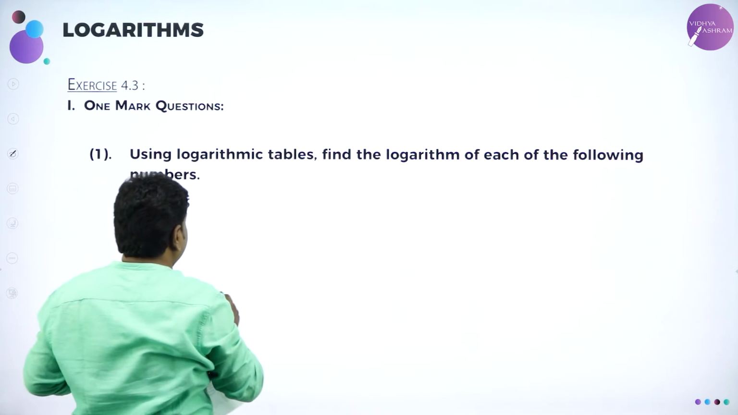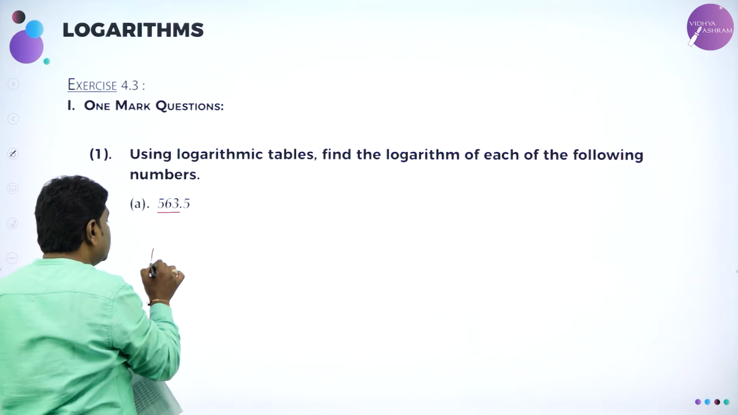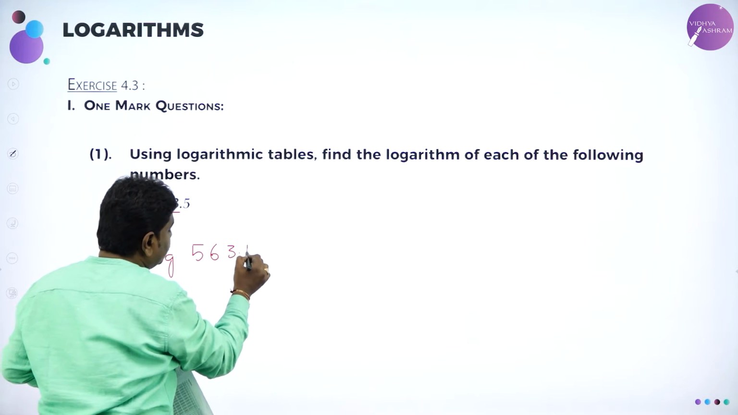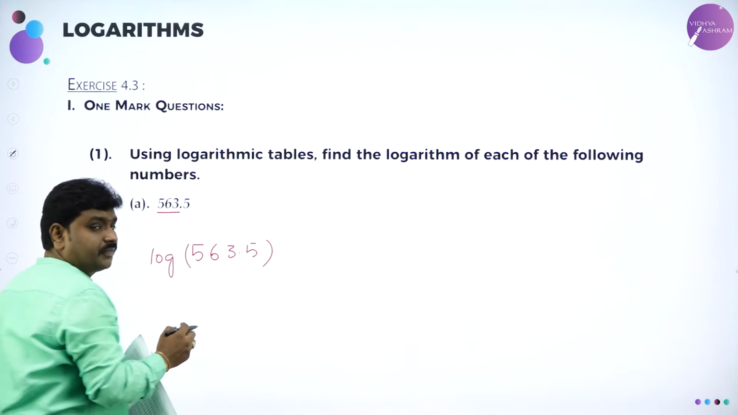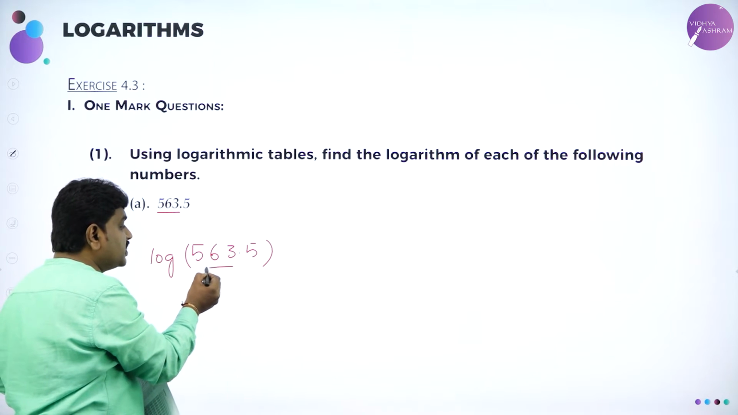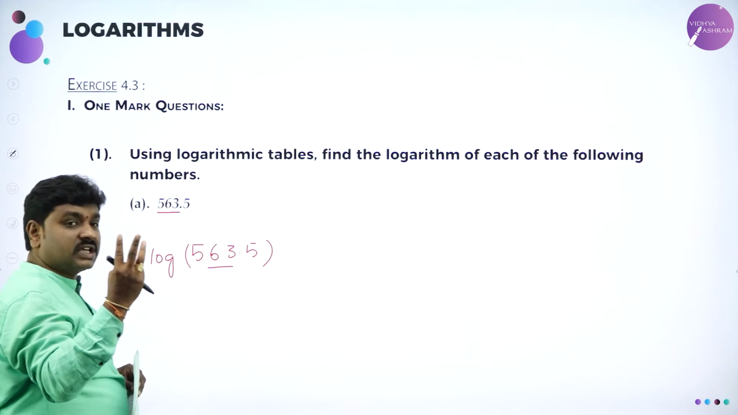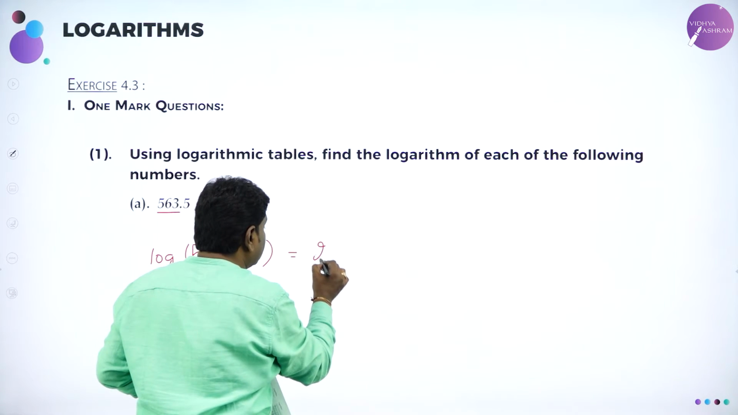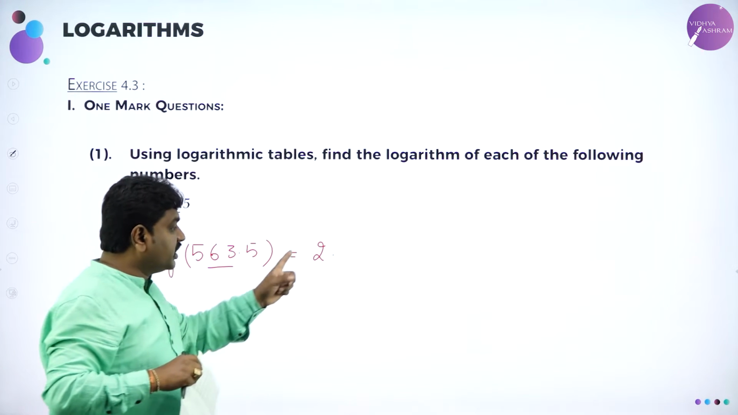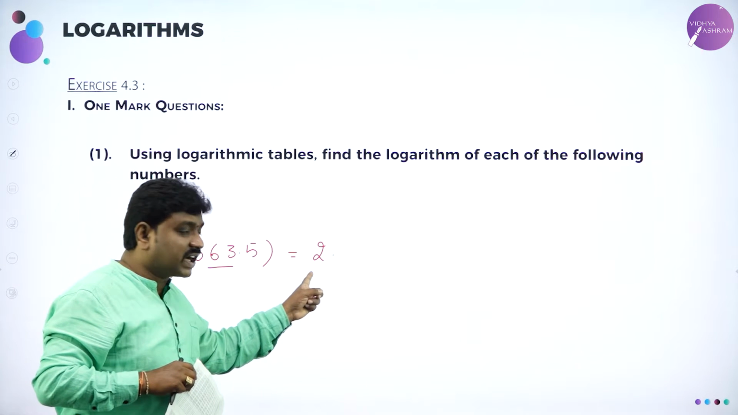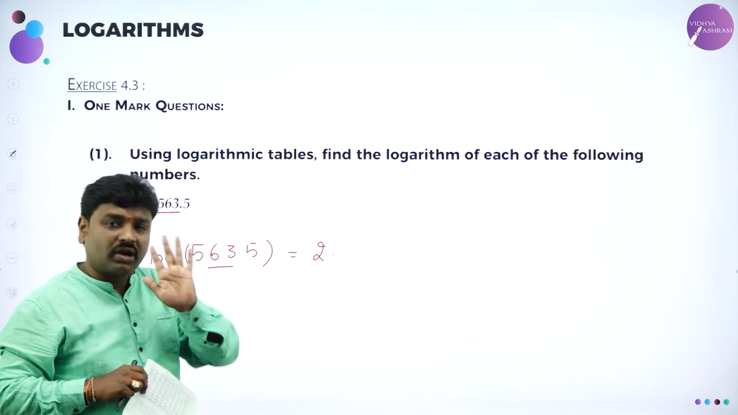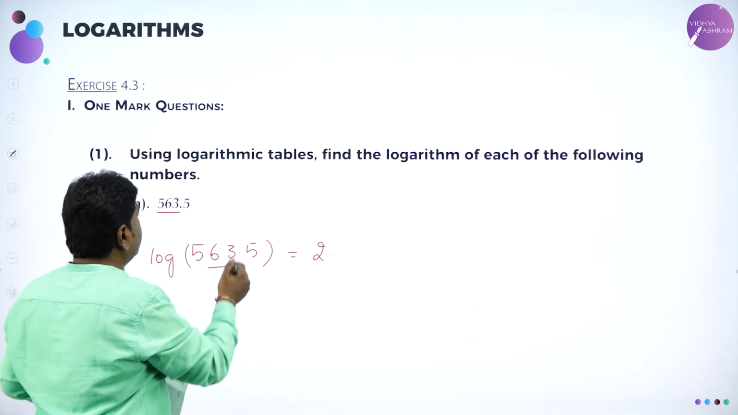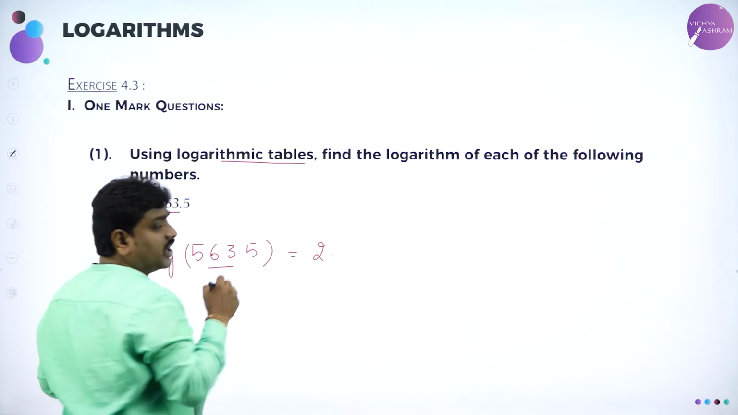Now please understand, we are finding the log of 563.5. How to find the log is simple. Before the decimal, how many digits are there? 3 digits are there. 3 minus 1 you should do. 3 minus 1 is 2 point. This is called the characteristic. To find this characteristic, we don't want the log book or log sheet. But now I should use the log sheet to find the remaining, because they are asking you to use the log table.